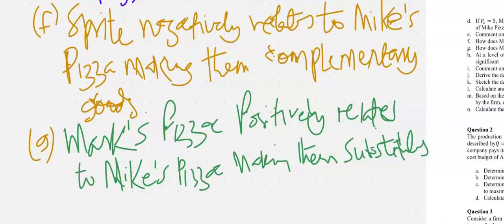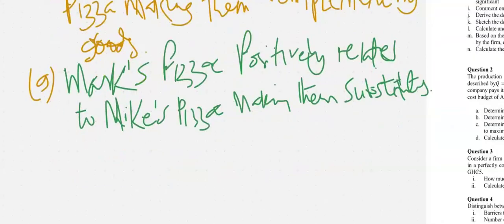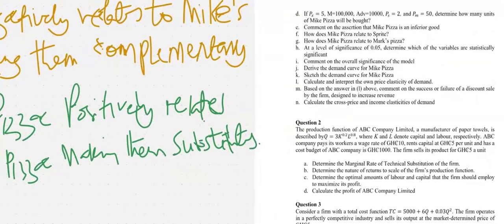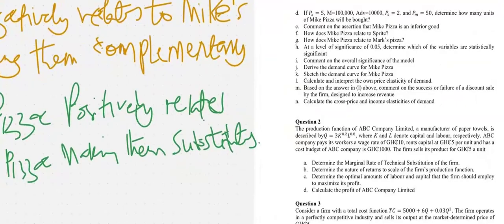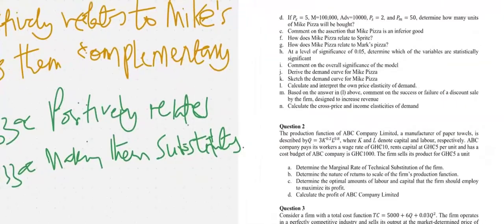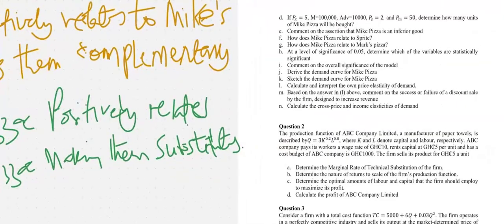Are you good? What's up? Yes. All right, let's move on. H. At a level of significance of 0.05, determine which of the variables are statistically significant. Okay. So H.